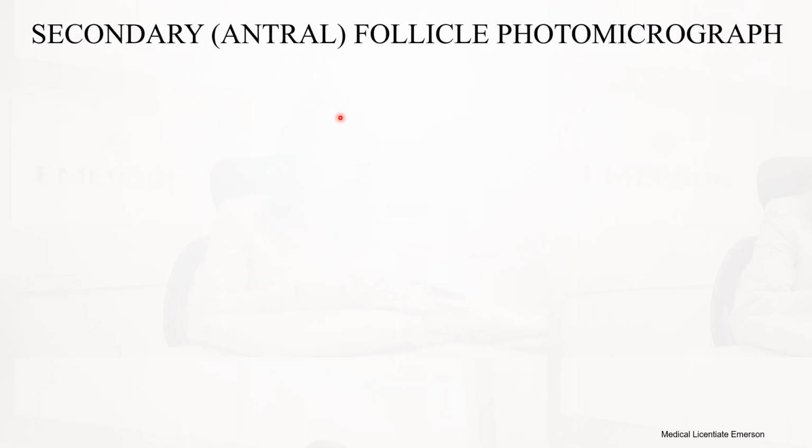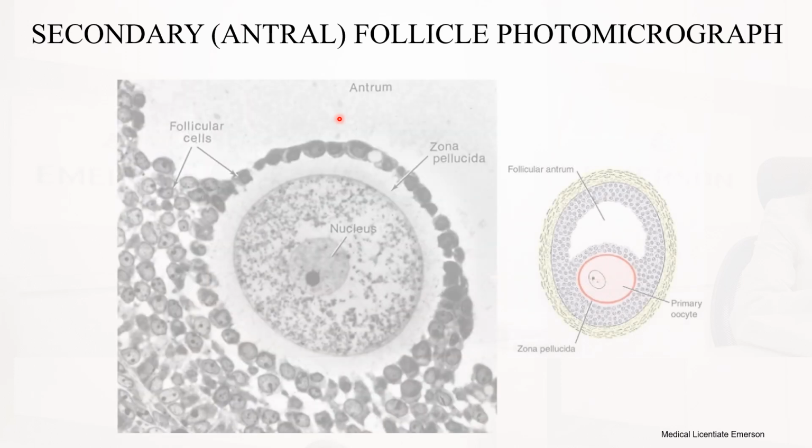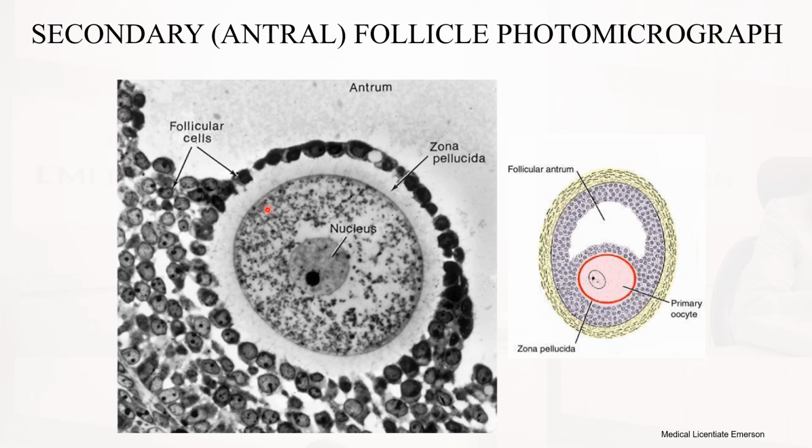Okay, so let's continue and see how the secondary follicle photomicrograph looks. So this is how it looks. The nucleus here belongs to the egg cell. Then you have the zona pellucida, then you have the follicular cells outside it. And this is how we can draw it: the zona pellucida, the primary oocyte, and the follicular antrum. So this is the secondary follicle.